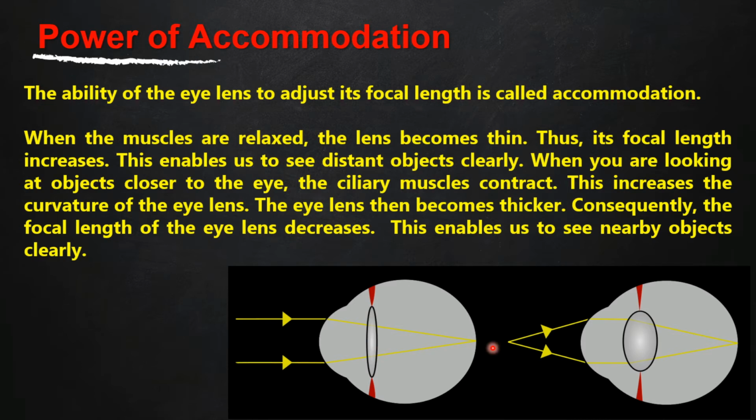When you are looking at objects closer to the eye, the ciliary muscles contract. This increases the curvature of eye lens. The eye lens then becomes thicker. Consequently, the focal length of the eye lens decreases. This enables us to see nearby objects clearly. Looking at the object which is closer, the ciliary muscles will contract and so the lens will become thicker. Focal length will decrease and we can see objects clearly.